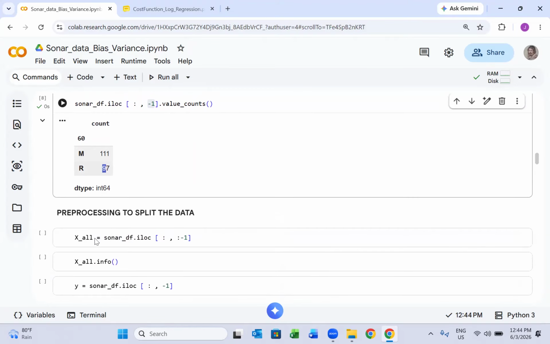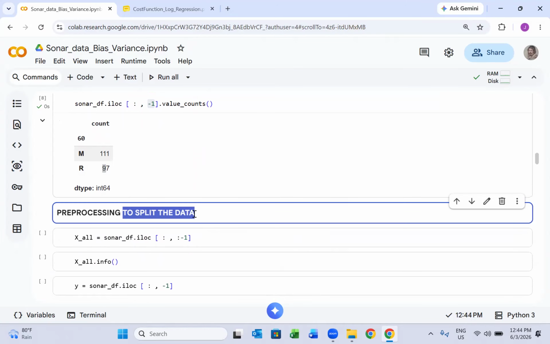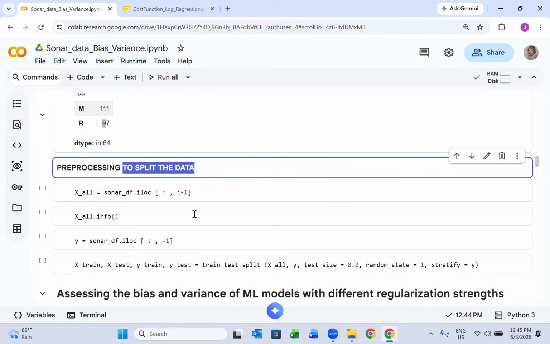In terms of pre-processing, we only need to do one step. So we need to pre-process the data to split the data. Why do we need to split the data? Remember, guys, in machine learning, when you're training a model, you need to split the data into 3 data sets: training, validation, and test data sets.